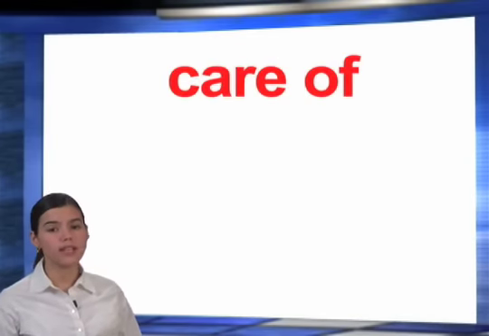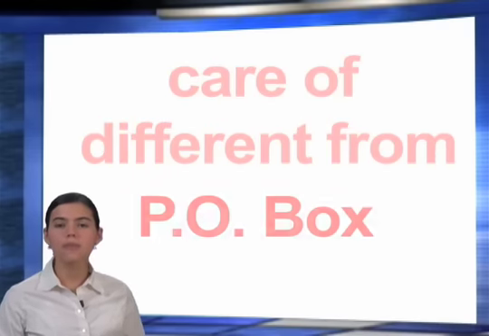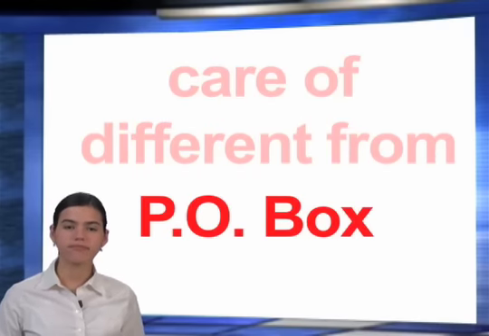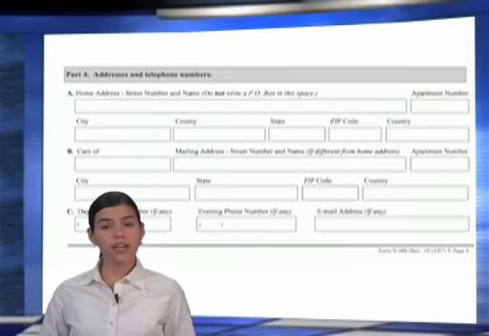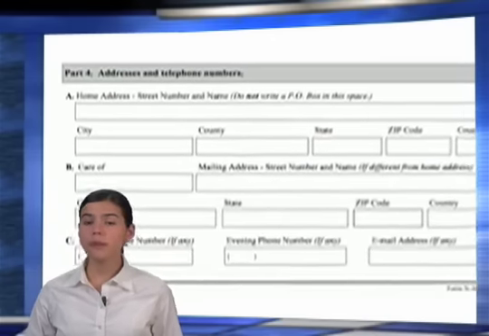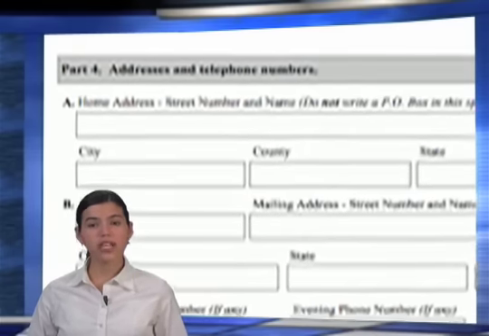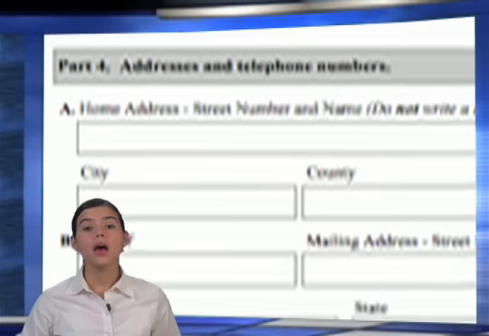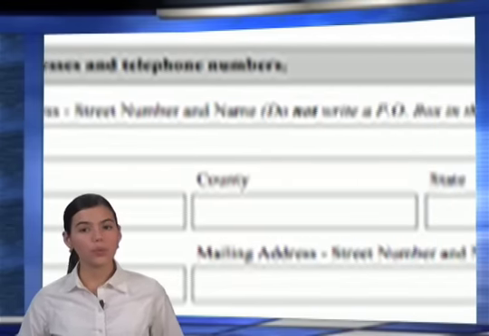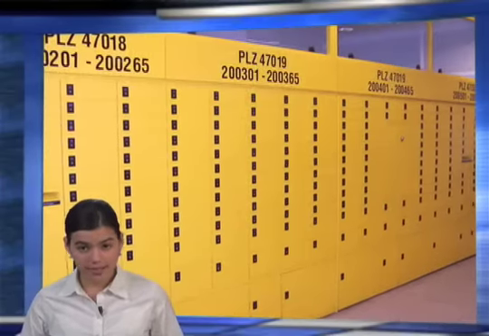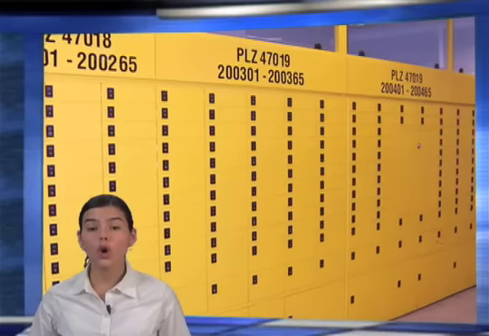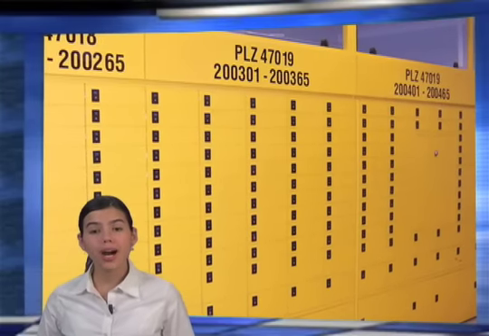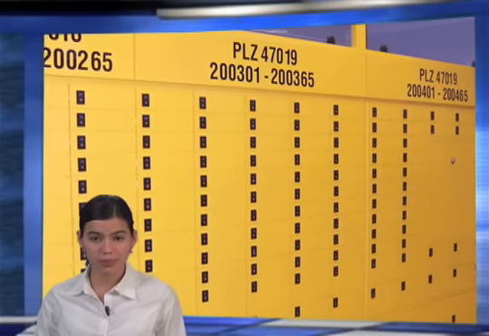Care of, different from, P.O. Box. In this part of the N-400, you will have to memorize different names and numbers about where you live. Part 4, Section A, will ask general information about your address. You must give the address where you now live. You cannot give a P.O. box as a home address. A P.O. box is only for mailing purposes.